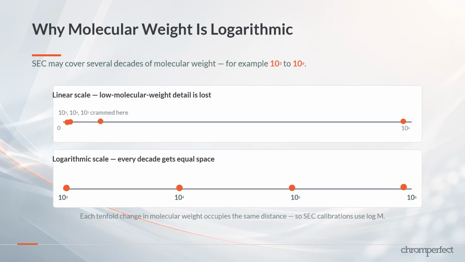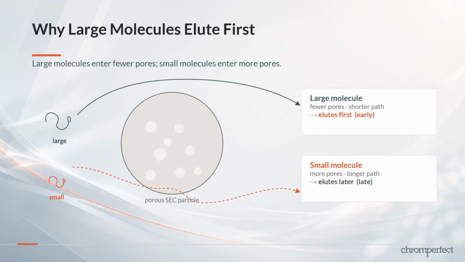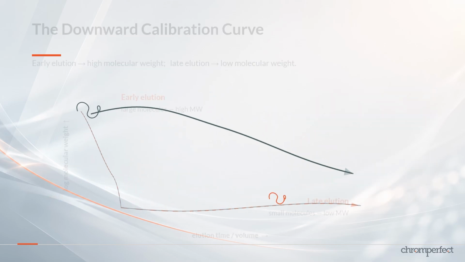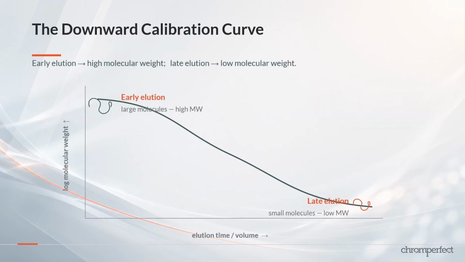For conventional SEC, large molecules elute first. Large molecules are excluded from a greater proportion of the pores within the stationary phase. They therefore follow a shorter effective path through the column. Smaller molecules can enter more of the pore volume and take longer to pass through the column. Consequently, an ordinary SEC calibration curve slopes downward. Early elution corresponds to high molecular weight, while later elution corresponds to low molecular weight.